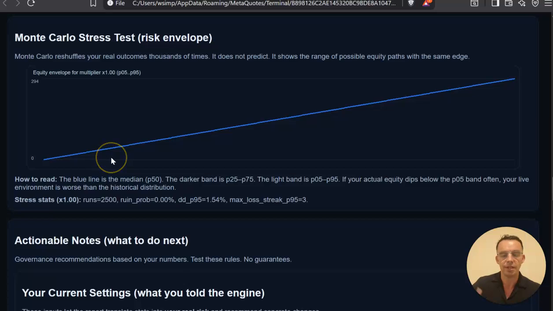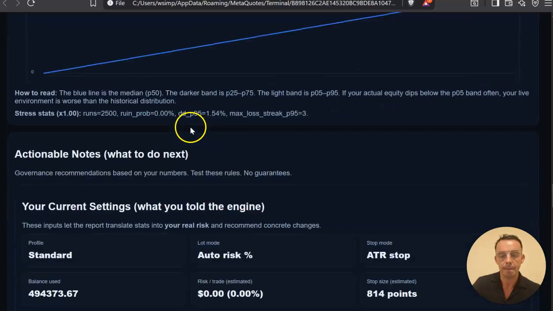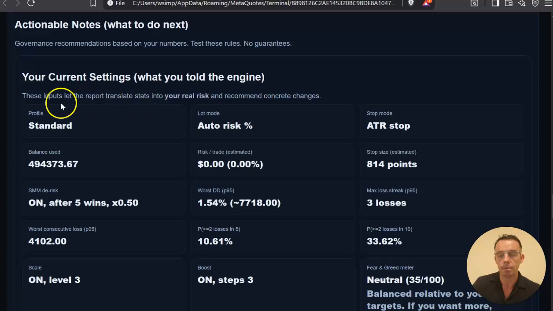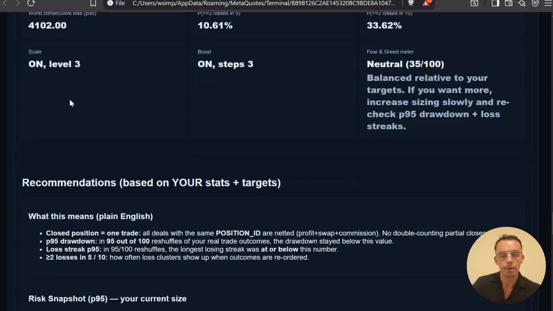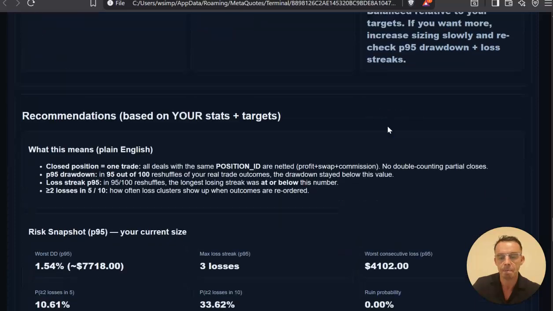It's one of the most important things for automated systems. This gets better as we take more trades with the Apex11 system. It's just telling you your fear and greed meter. So balance relative to your targets. If you want more, increase size, sizing slowly, recheck P95 drawdown, loss streaks.